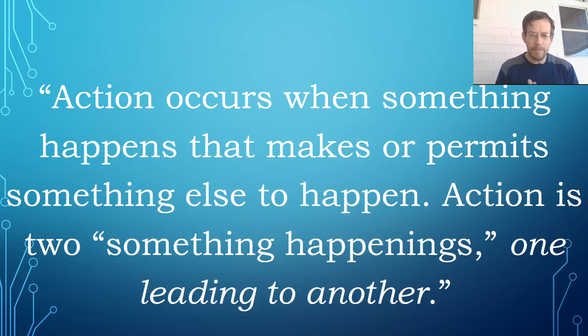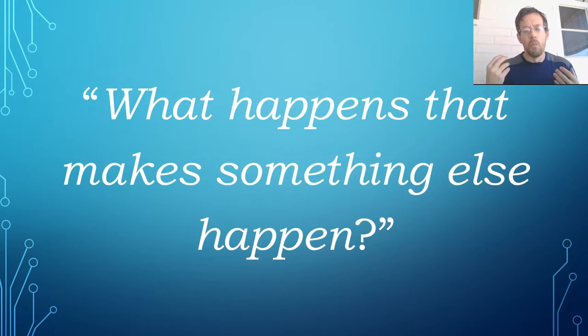So one thing happening is not an action, not as defined by David Ball, not as defined in terms of a play script, and not really as defined in terms of any kind of story. And we're going to see why in a little bit as we move on with this. But an action is two something happenings. One thing happens that causes another thing to happen. So, the core question you have to ask is, what happens that makes something else happen? Right? What is the thing that causes the next thing to happen?